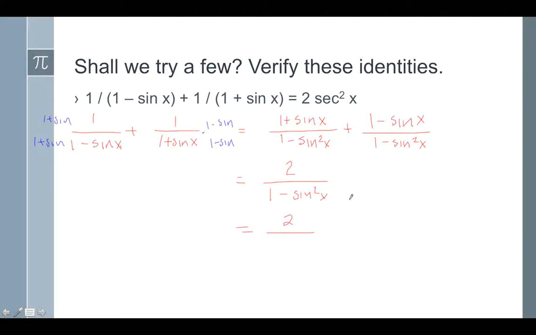And then here, 1 minus sine squared x. Again, I have a 1 and a square, which means I want to look at my Pythagorean identities. And sure enough, it is cosine squared. And anything over cosine is really secant. Well, 2 over cosine squared is actually 2 secant squared x. And that's exactly what we wanted in the first place. And we get a little check mark. We've verified this statement to be true.